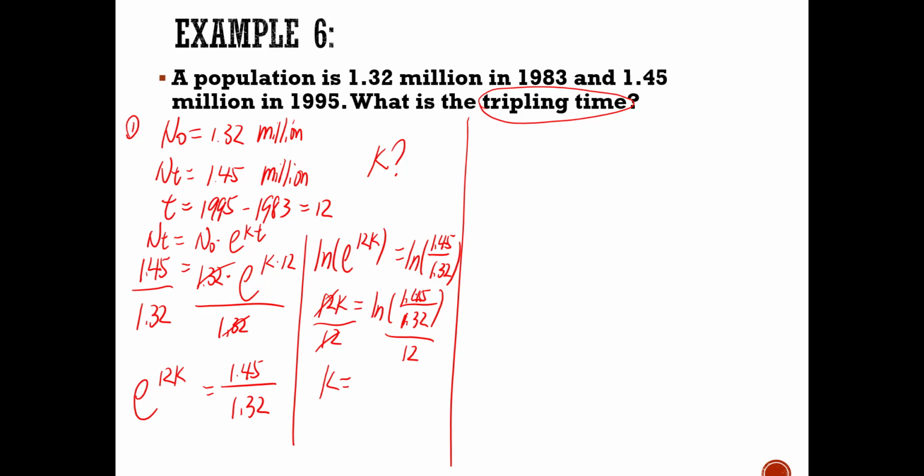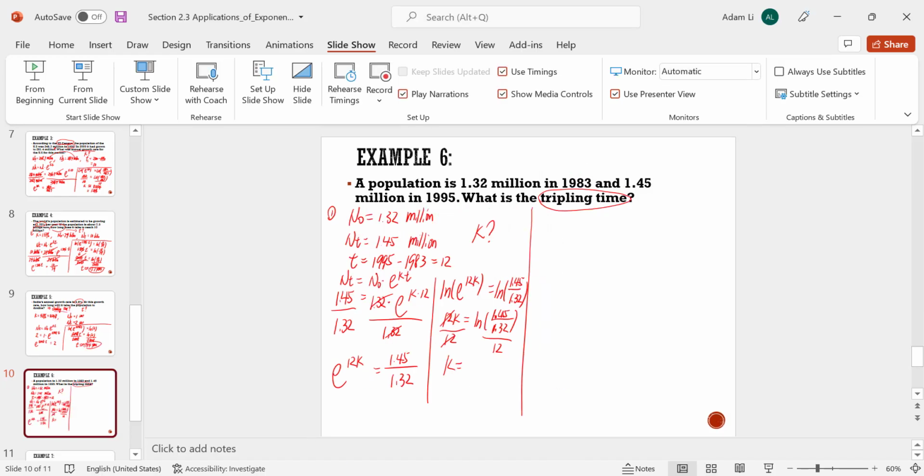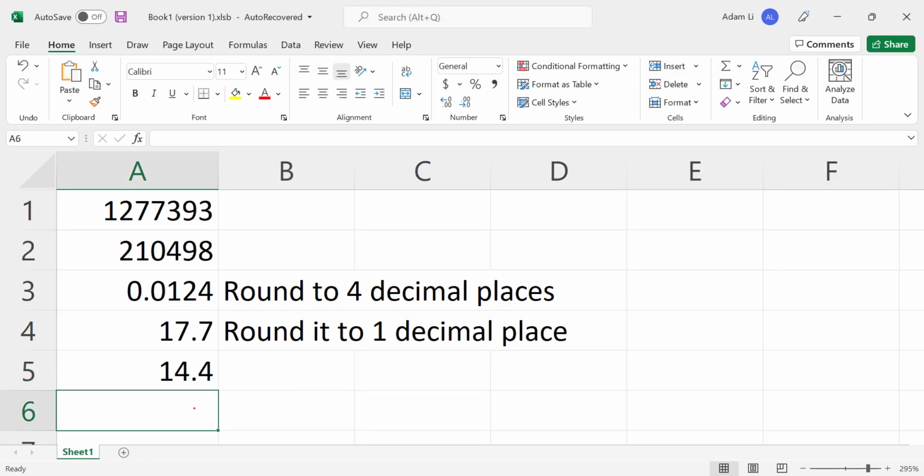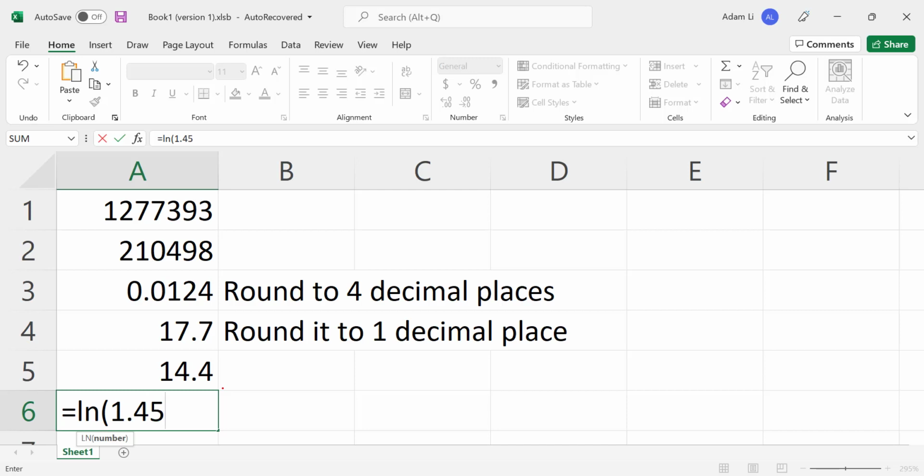The important thing here is that k is not a final result yet, so we're going to keep as many decimals as possible. Make sure it's accurate when we figure out the tripling time. This is important, so keep that in mind: keep as many decimals as possible. So we're going to do ln of 1.45 divided by 1.32, and divide by time t at 12 years. Okay, so we get k.